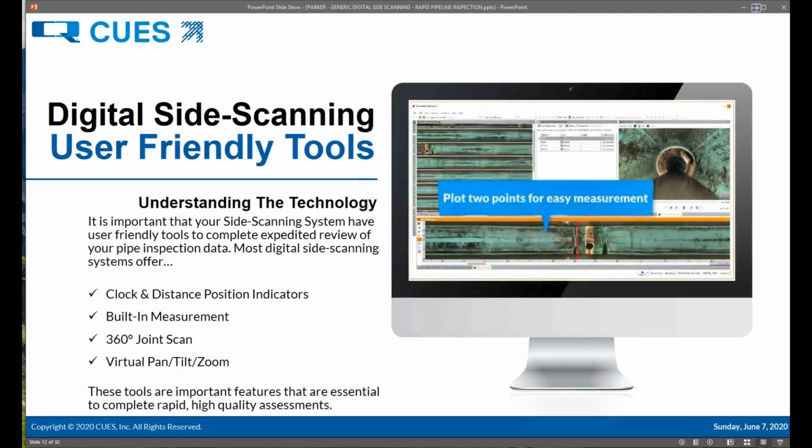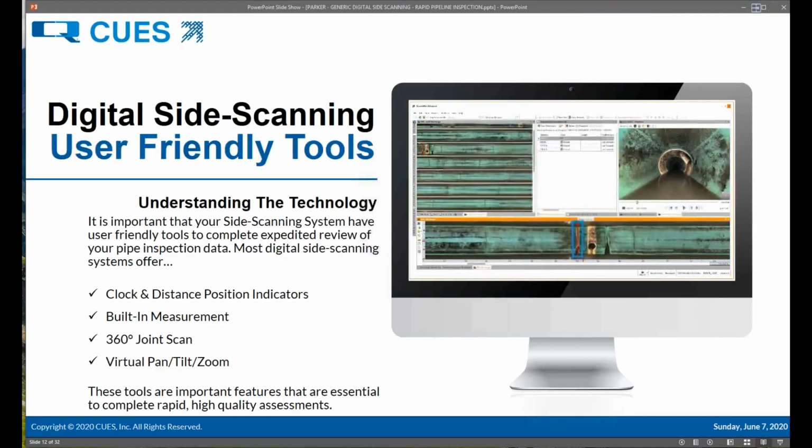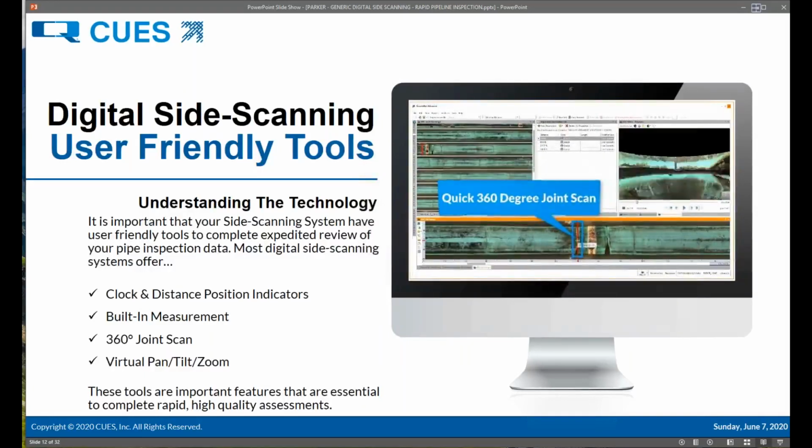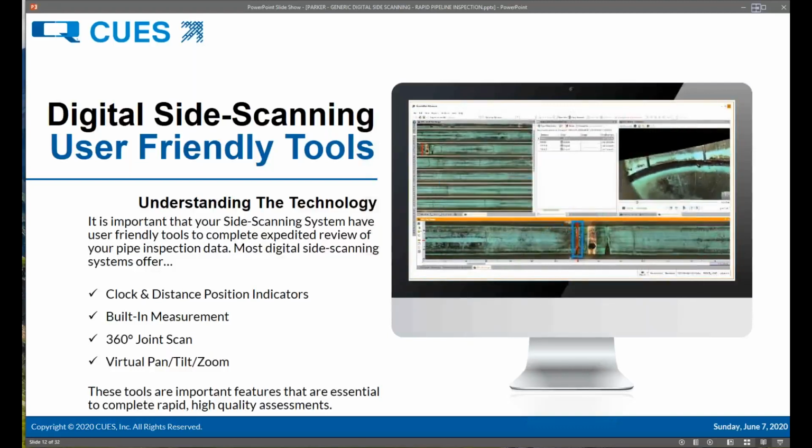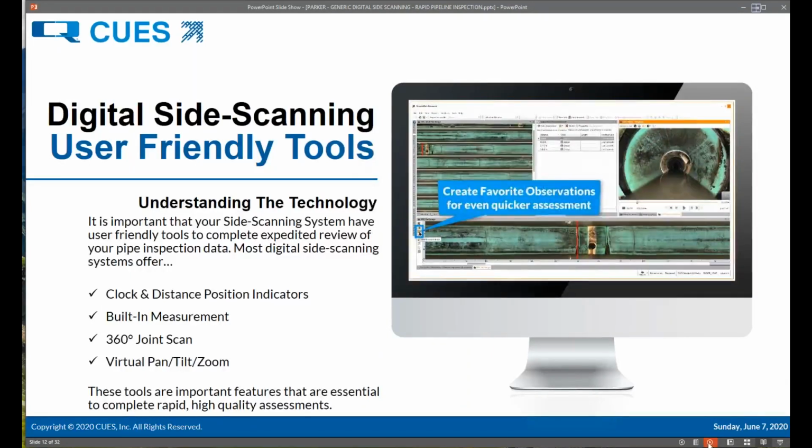You have a measurement tool, so if you aren't sure about the size of that lateral connection, or if you want to measure a crack, you would be able to do that quickly by utilizing the measurement tool. Additionally, you're going to have all your virtual pan, tilt, zoom controls built in, as well as your 360 joint scan, which you simply put your mouse on, scroll through, and it will give you a rapid look at that joint full 360 degrees. There are many other tools that are built in, but those are the essential ones to complete rapid and high quality assessments.